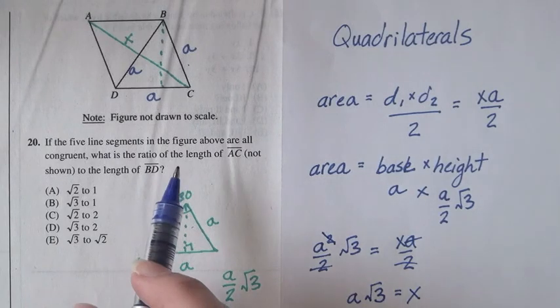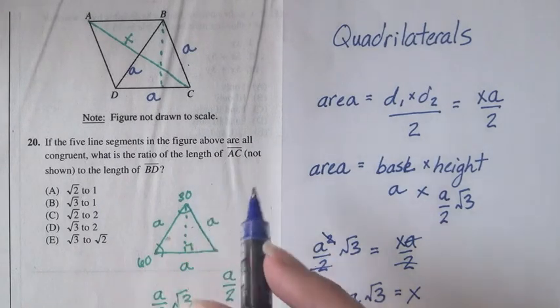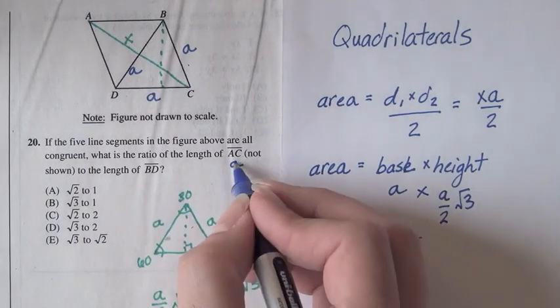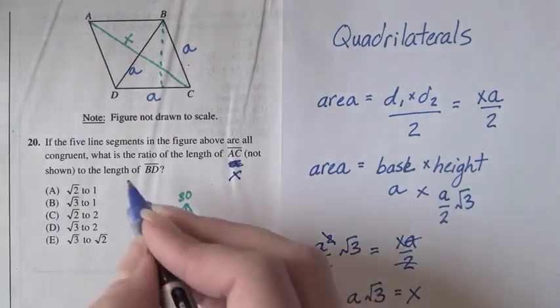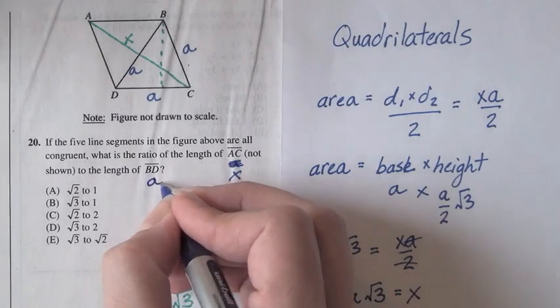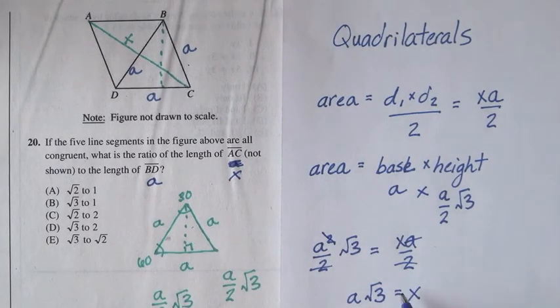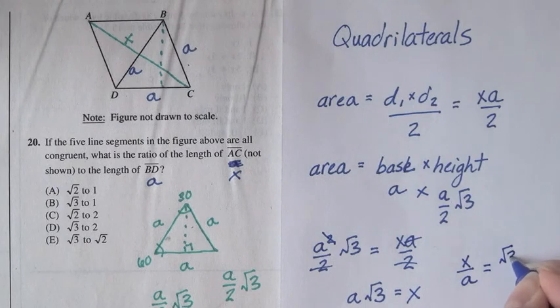So what is the question asking? What is the ratio of the length AC, that's X, to the length of BD, that's A? So we want the ratio X over A. So to get that from here, we'll divide both sides by A and get X over A is equal to the square root of 3 over 1. So the correct answer is B, the square root of 3 over 1.